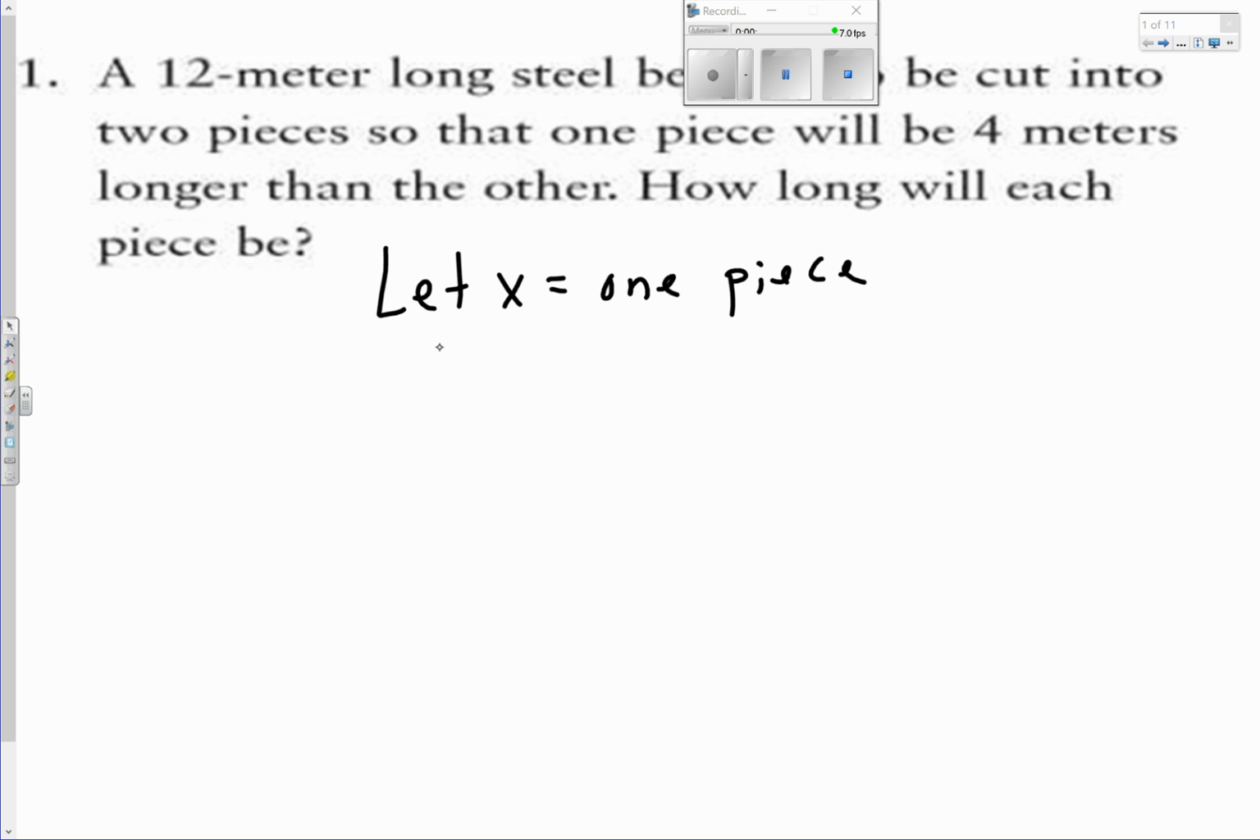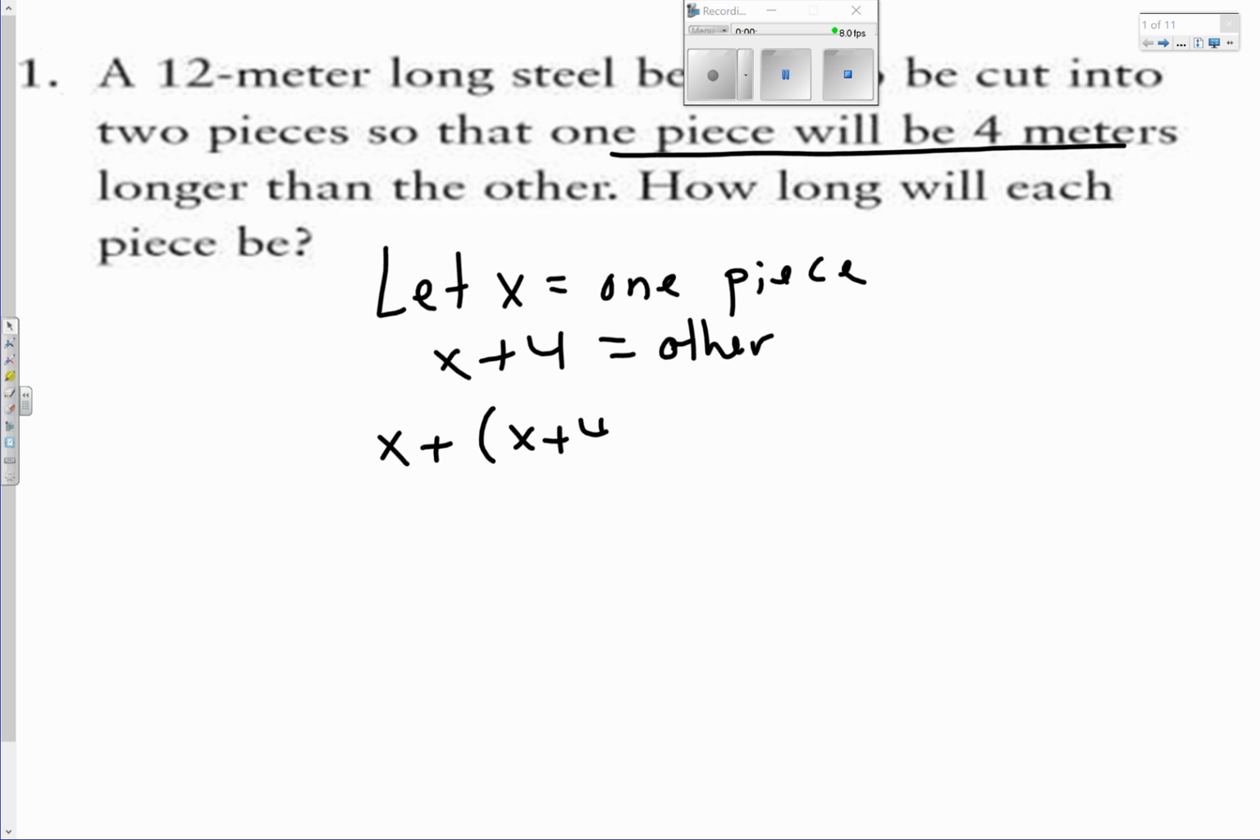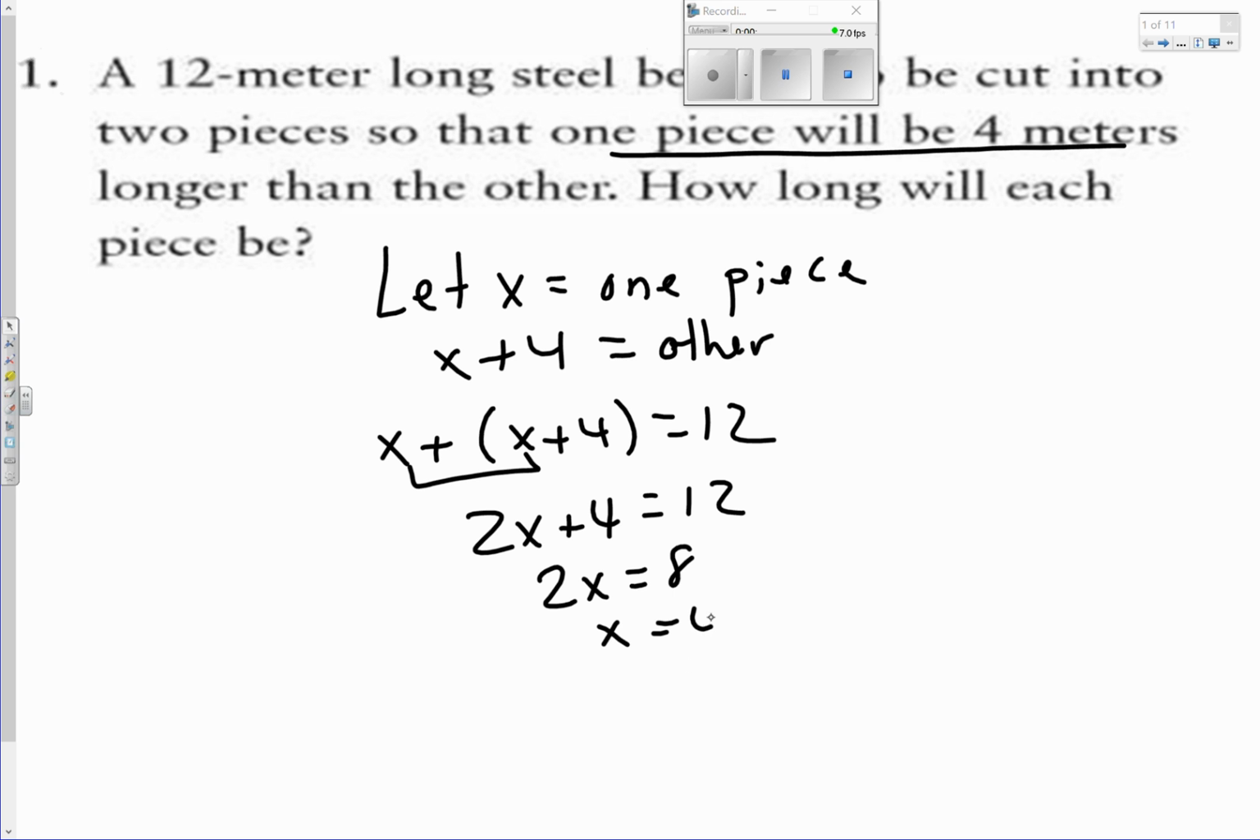and then we're going to say let x plus 4, because it says one piece will be 4 meters longer, equal the other piece. And then altogether, the x plus x plus 4 is going to equal 12. Combine like terms, so you get 2x plus 4 is equal to 12, and you get 2x is equal to 8, x is equal to 4 is one piece. To find the other piece, you still have to do x plus 4, so x plus 4 is equal to 8. So the two pieces are 4 and 8.